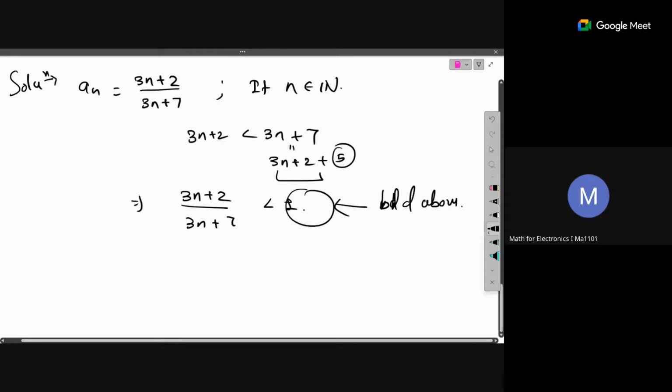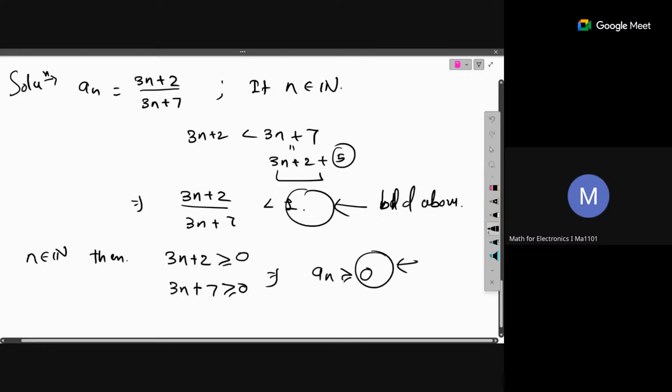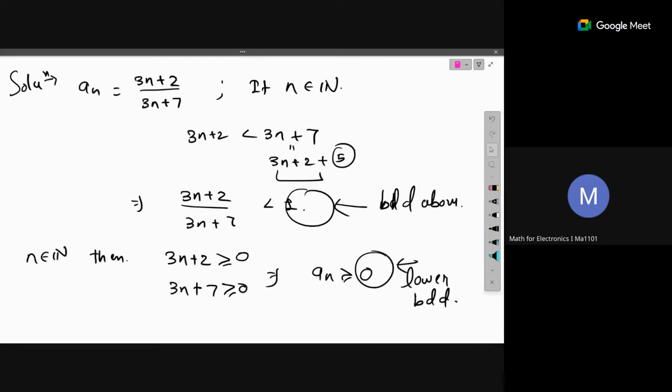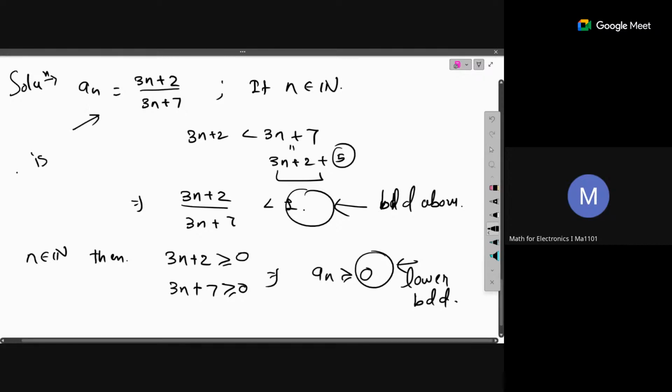So here it is quite obvious, if we take any n belonging to the natural numbers, then this quantity 3n plus 2 will always be greater than or equal to 0, and 3n plus 7 is also greater than or equal to 0. So in general, you can say that your a_n is greater than or equal to 0, and 0 is the lower bound. Or else you can precisely also say that 2 by 7 is the lower bound. But yeah, this is an overall picture. I mean, by just observing the sequence, you can tell that 1 is the upper bound and 0 is the lower bound. So that's why it is a bounded sequence.